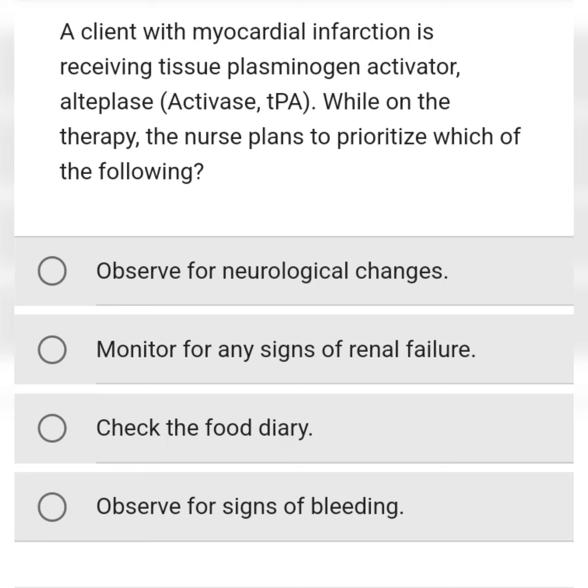A client with myocardial infarction is receiving tissue plasminogen activator, alteplase. While on the therapy, the nurse planned to prioritize which of the following? Observe for signs of bleeding.